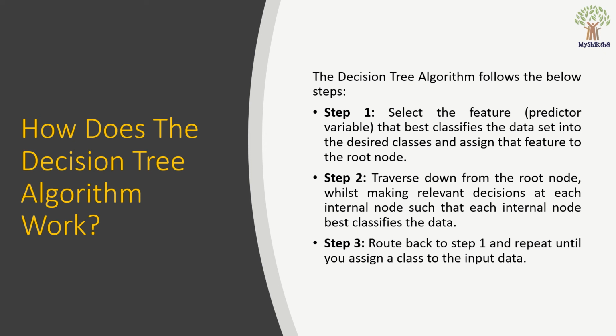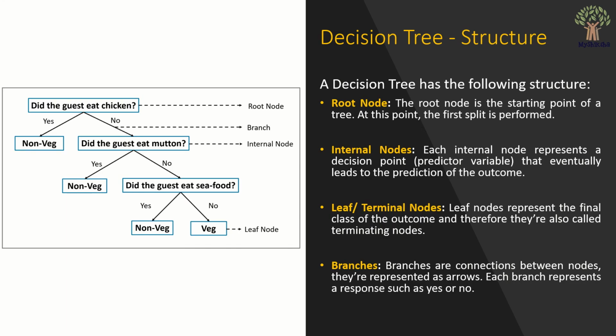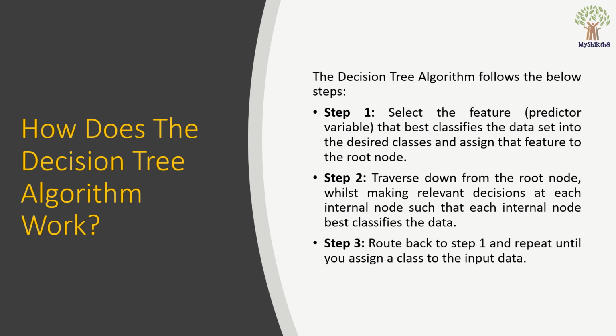Traverse down from the root node while making relevant decisions at each internal node such that each internal node best classifies the data, just like we did in the previous slide. And keep repeating the process. That's step 3. Go back to step 1 and repeat until you assign a class to the input data. In the previous slide, we reached the terminal node, where no further split is possible, where you have traversed through the complete data and put everything in the form of a tree structure. Then you can say that the algorithm is complete. Okay, so this is how you create a decision tree.